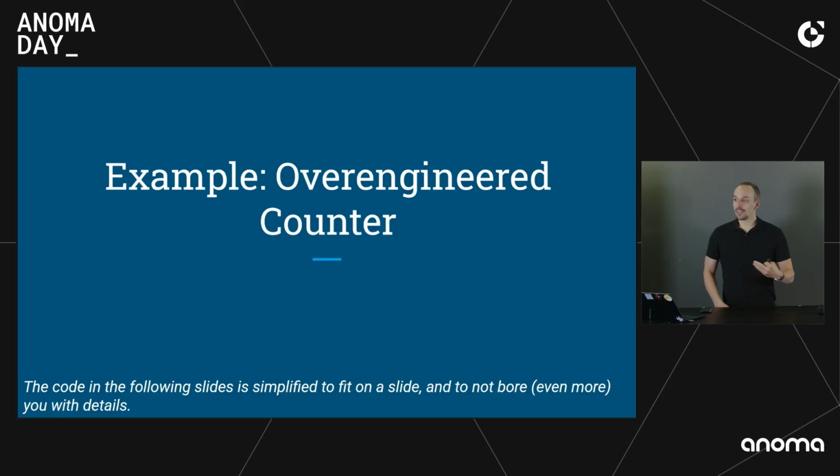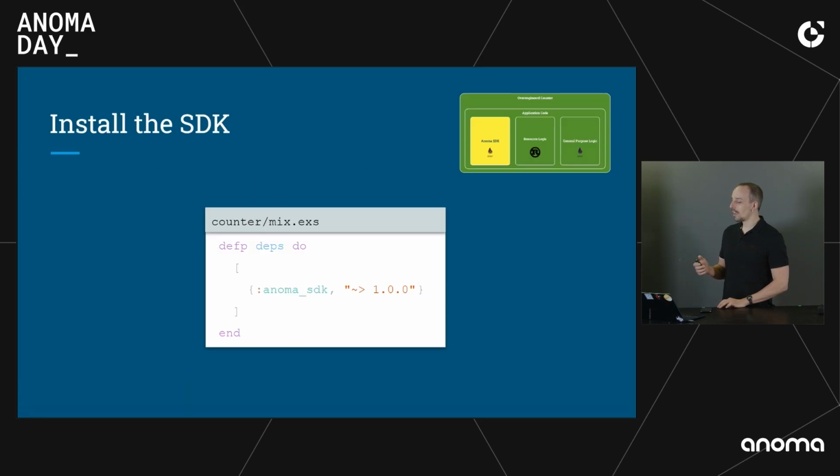So now I'm going to go over a simplified example of the counter. The actual code you can find online on the GitHub repository, but I have to admit I forgot to put the link on the slides. But on the Anoma GitHub, you'll definitely find it under counter example. And the code that follows is somewhat simplified, but you can find the actual code online.